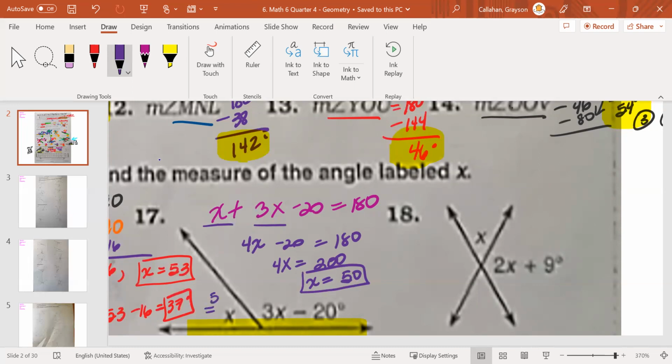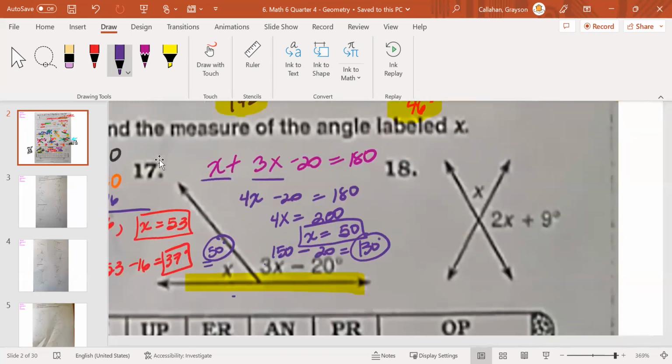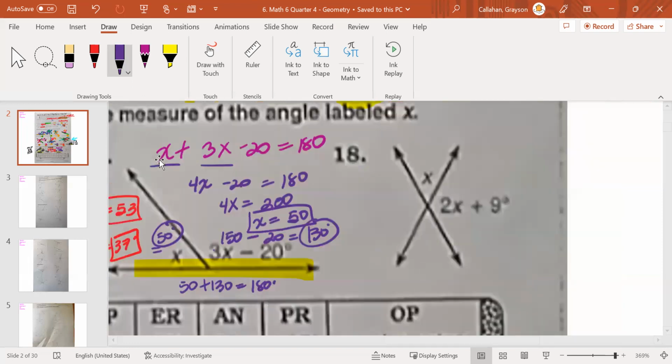So this angle is equal to 50 degrees, right? This is 3 times 50. 3 times 50 is 150. 150 minus 20 is 130. If you look at it, does 50 plus 130 equal 180? Yes, it does. All right.